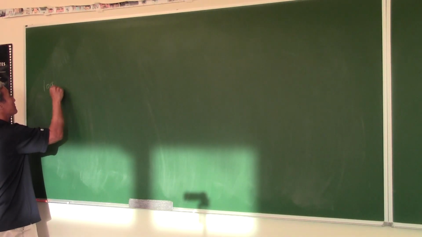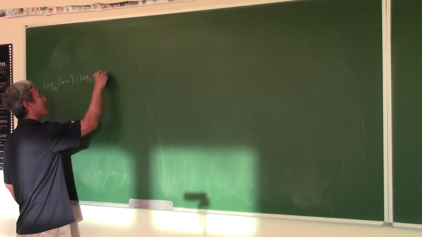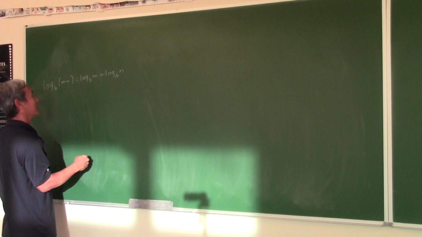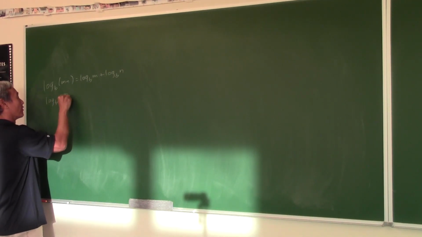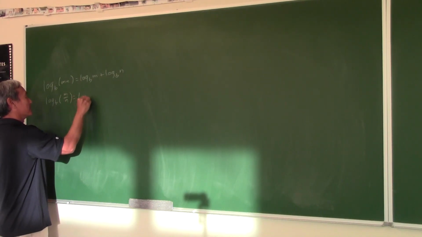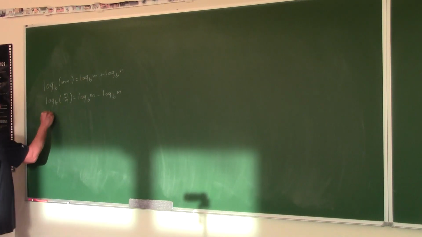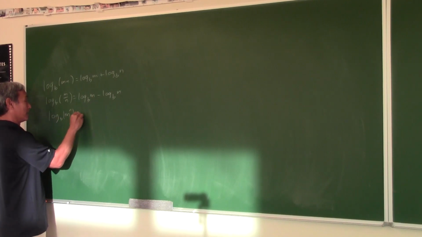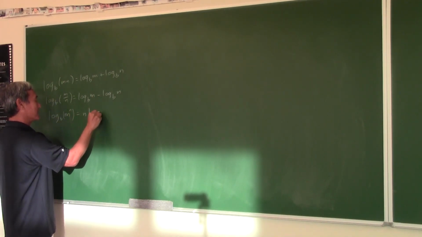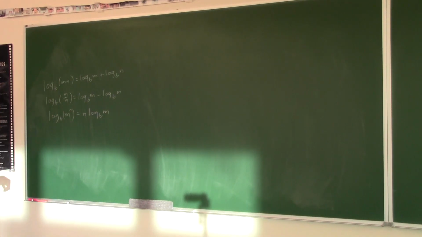So log base b of m times n is equal to log base b of m plus log base b of n. Does that sound familiar? It should. Log base b of m over n is equal to log base b of m minus log base b of n. And then log base b of m to the nth power is equal to n log base b of m. So whenever you have a power here, you can just put it in front. So these are your three basic properties of logarithms.